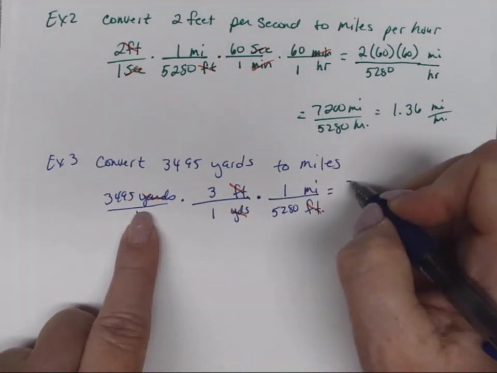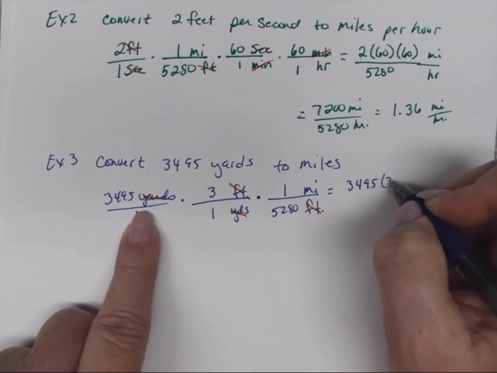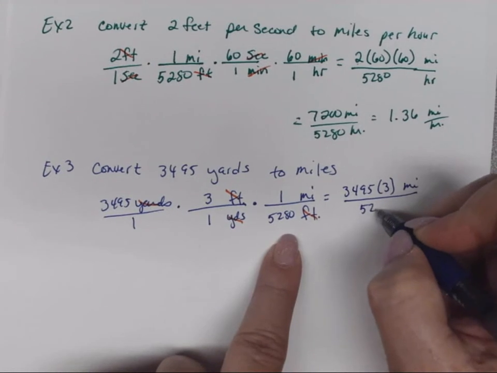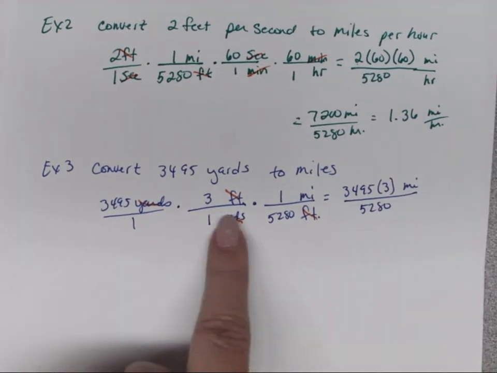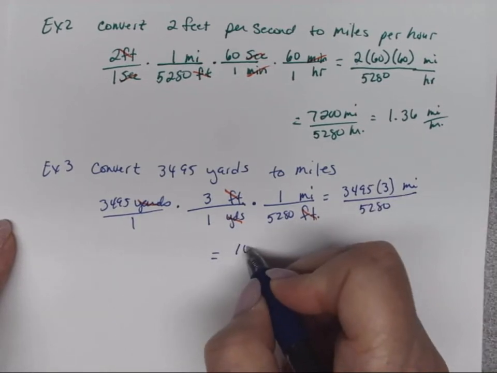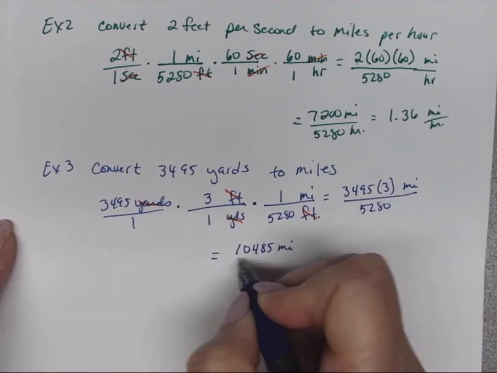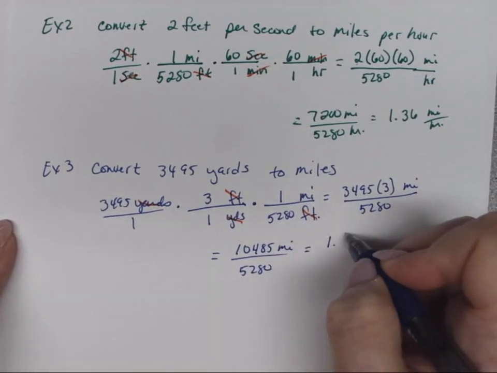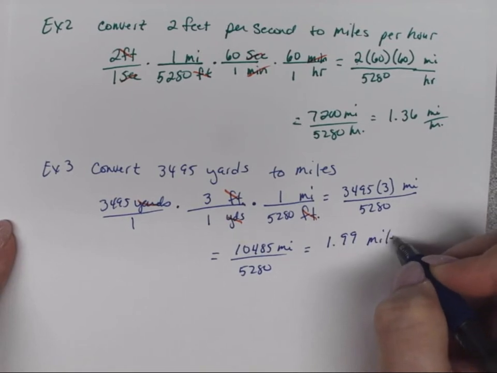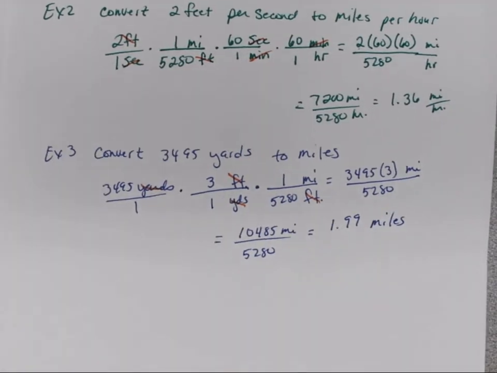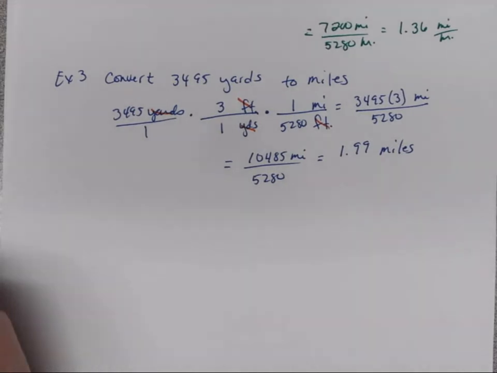So on the top, I have 3,495 times 3 miles. And on the bottom, I only have 5,280. And there's no increment because they are all canceled. So this will get me 10,485 miles divided by 5,280, which will take me down to 1.99 miles. All right, let's look at example 4.